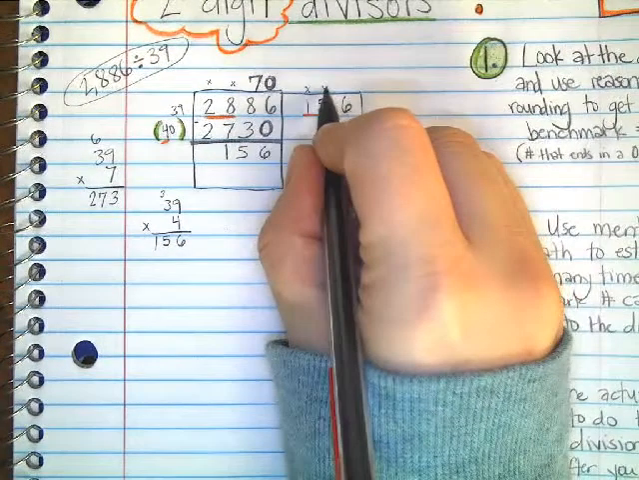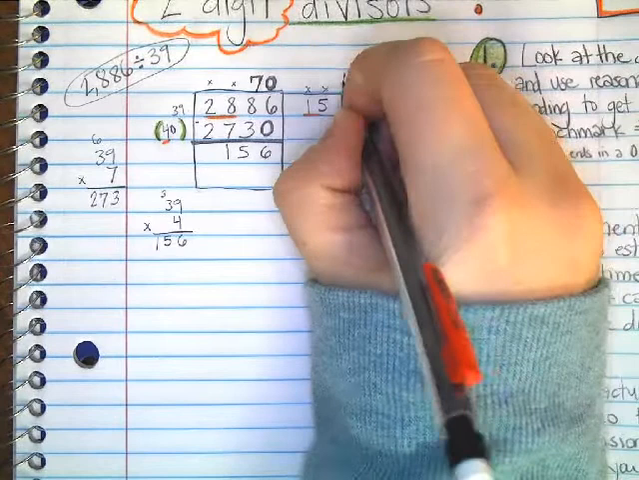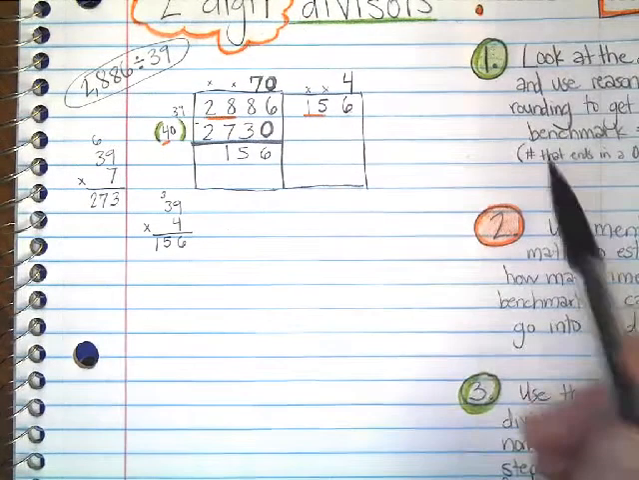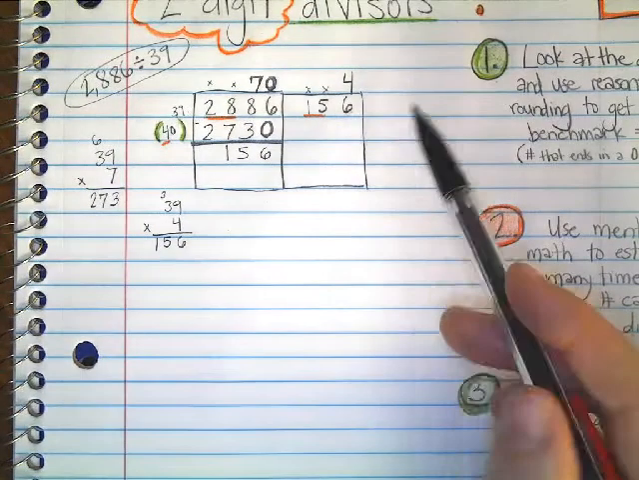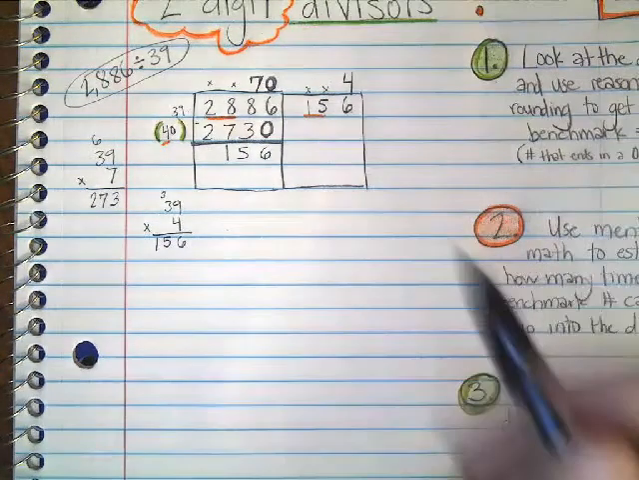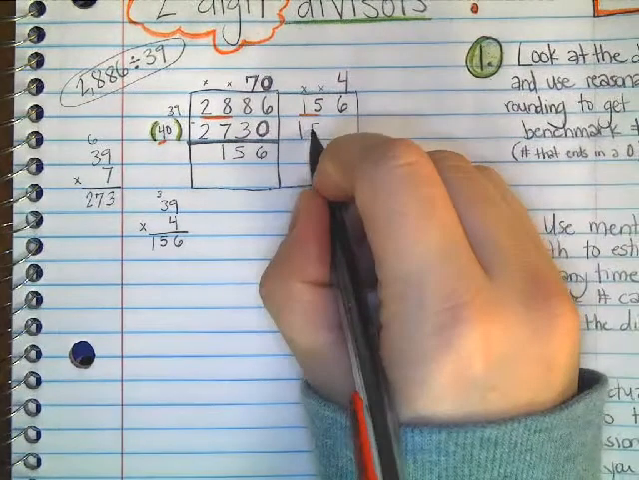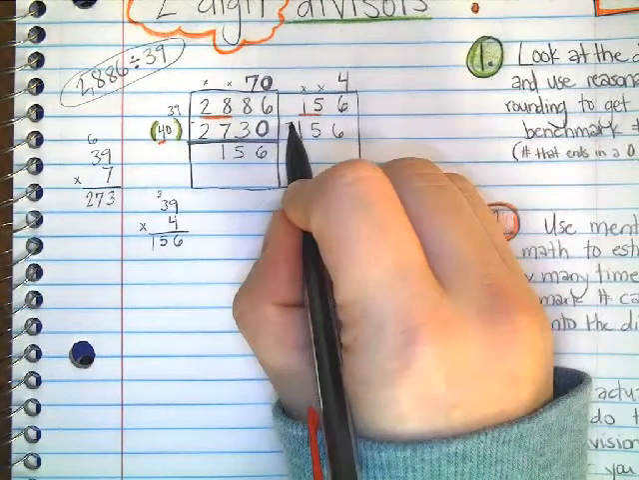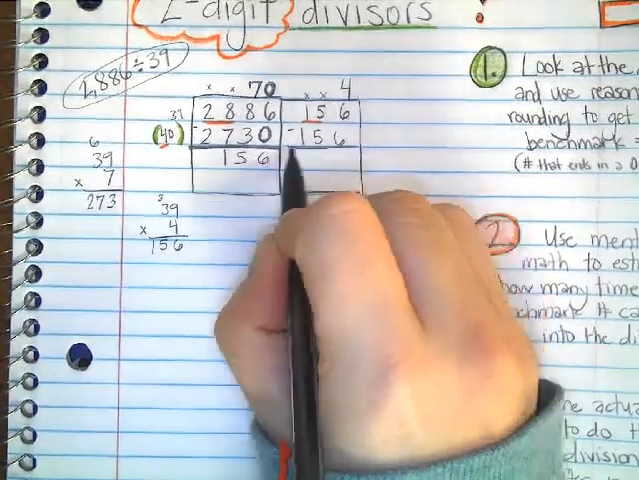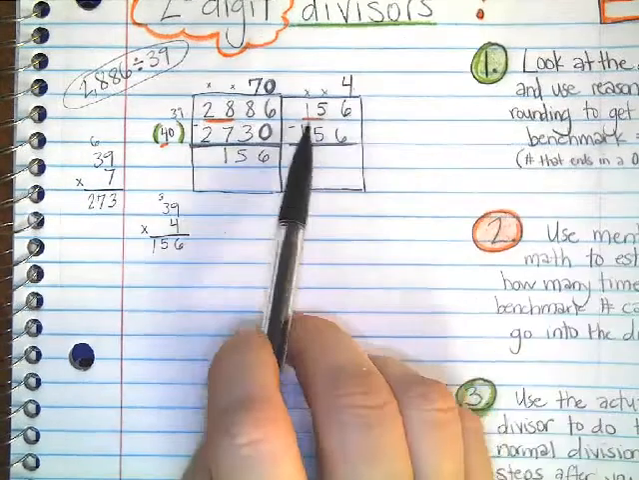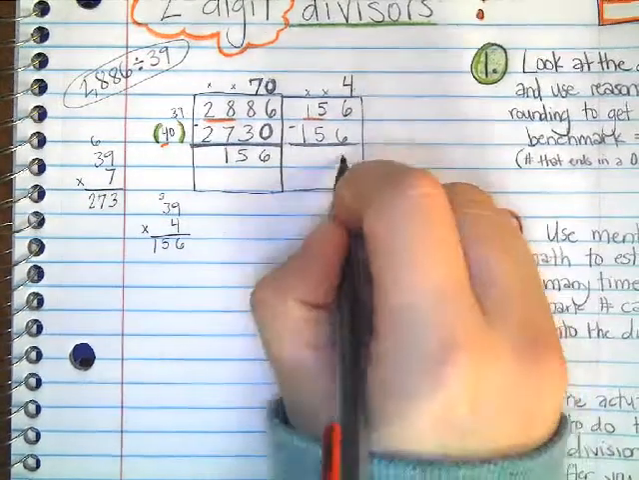Remember, 39 doesn't go into 1. Technically, I could have put little x's there. It doesn't go into 15. But it does go into 156 4 times. And there's no more places for zeros. There's no place values left. It's the ones place, so I'm done. And I prove it by subtracting it and showing a 0.